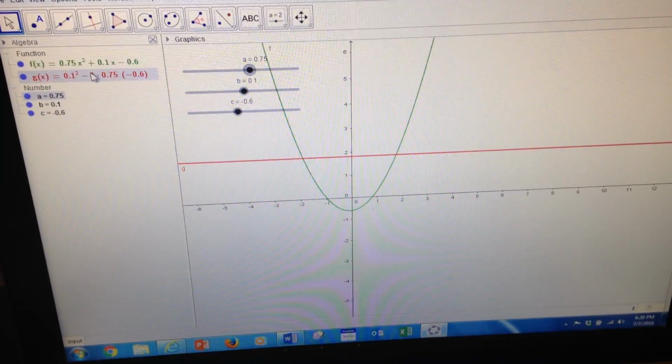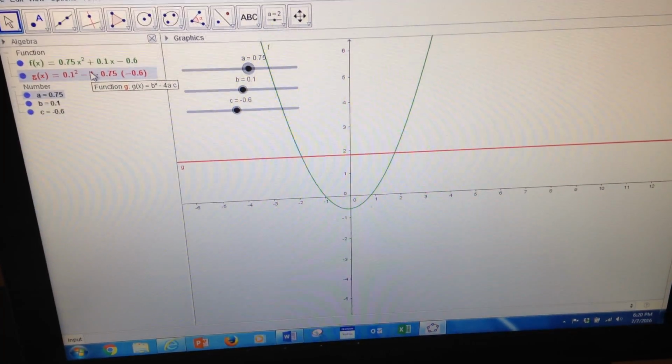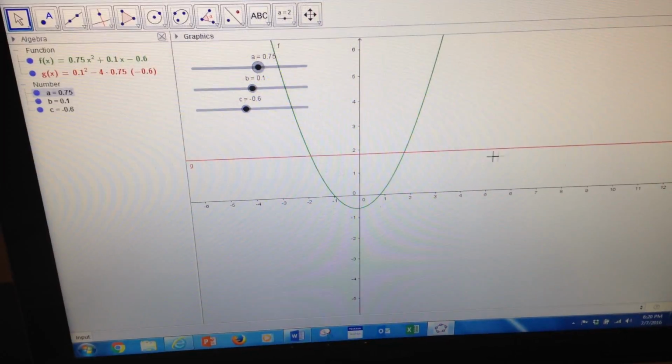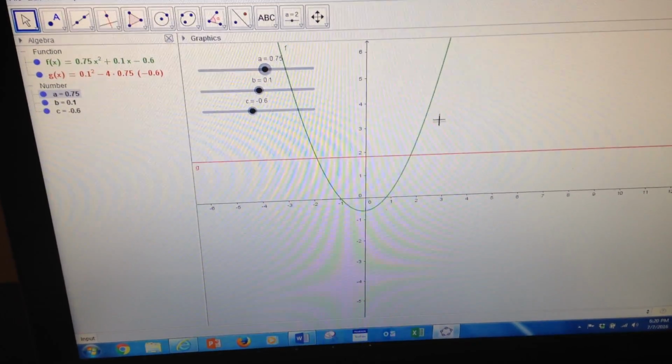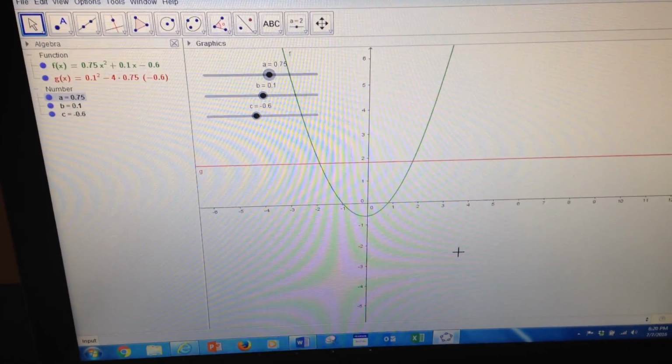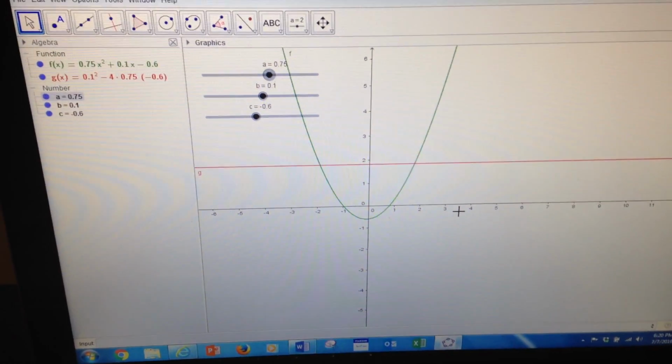I've also created a formula over here, b squared minus 4ac, which is our determinant or discriminant. It's being indicated by the red line here. Different things happen with our parabola, and we'll see what happens when our discriminant is positive, when our discriminant is negative, and when our discriminant equals 0.